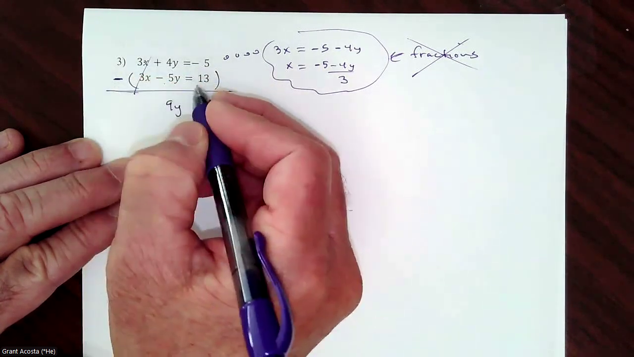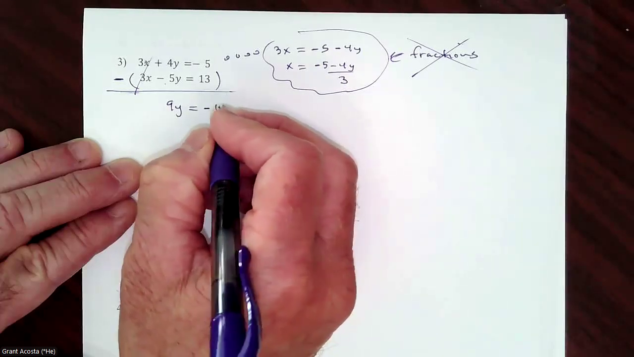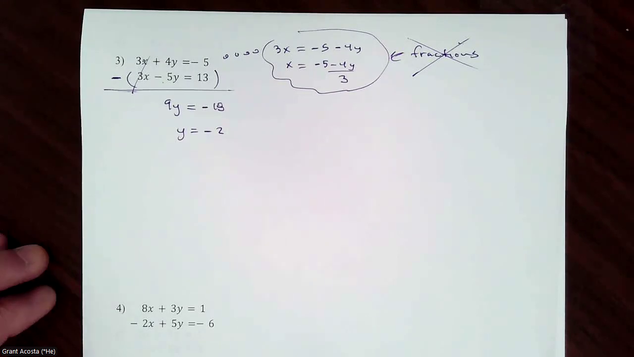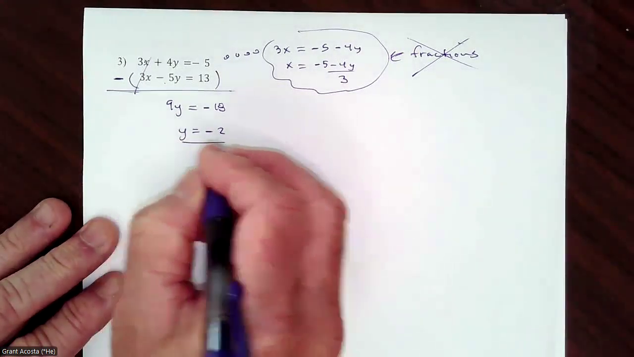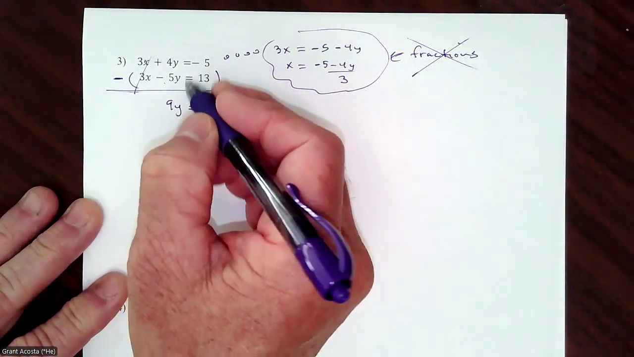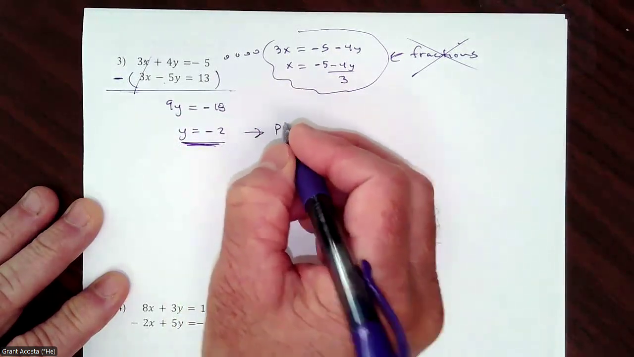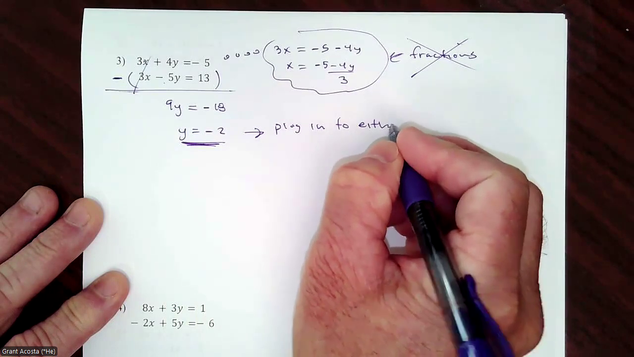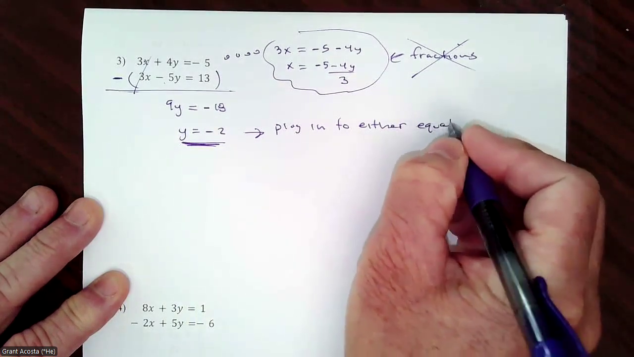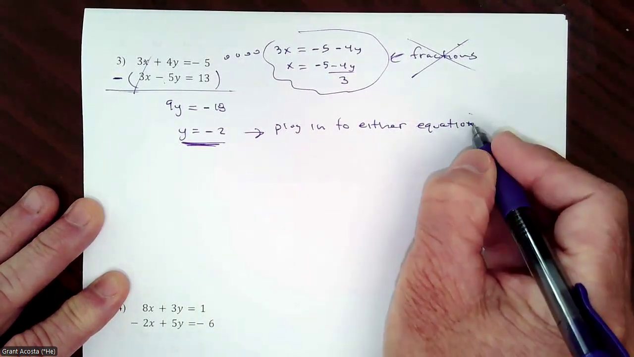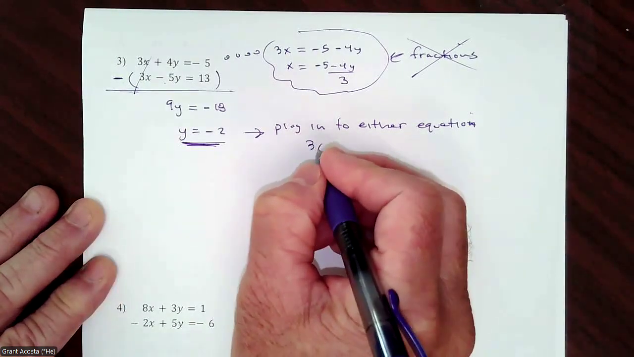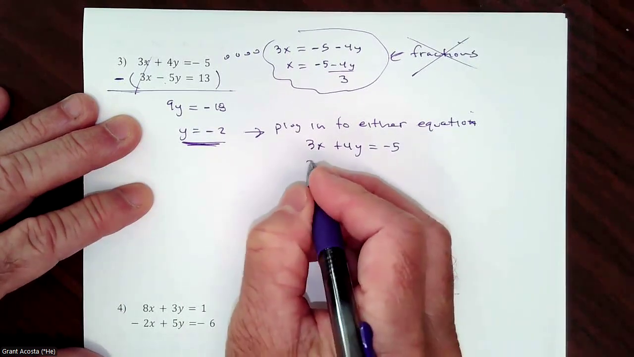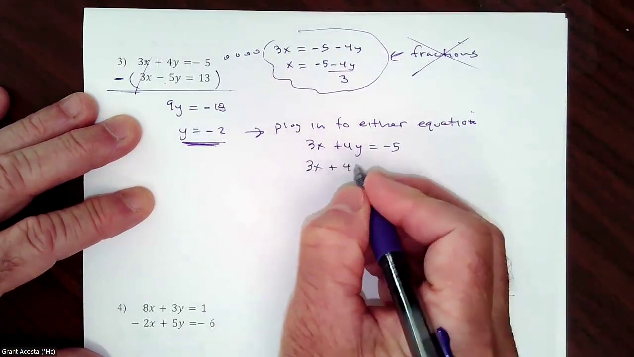-5 minus 13 is -18. And that's easy. That gives me y equals -2. Then what I could do with this is plug it into either equation. You have your choice. So I'm just going to take the top one here. I have 3x plus 4y equals -5. So I'm going to let y be -2.